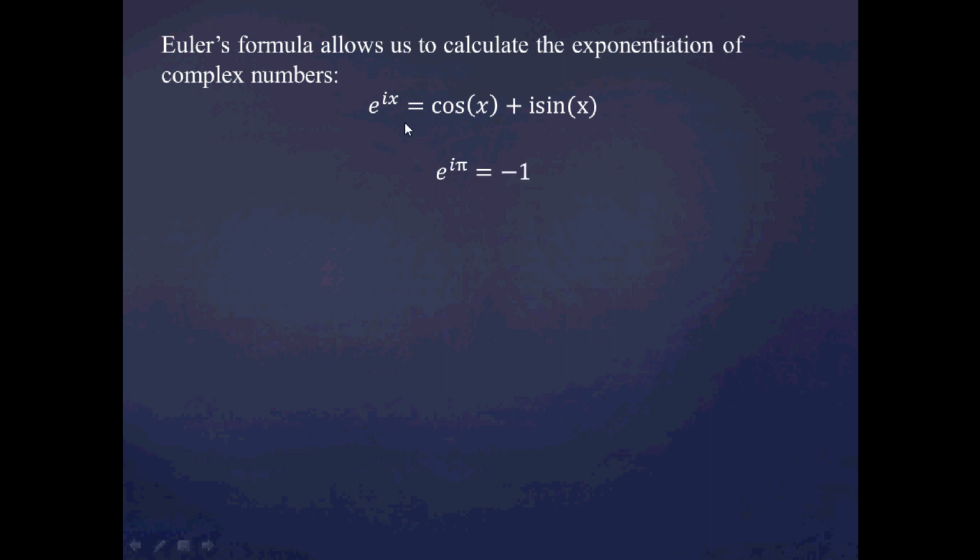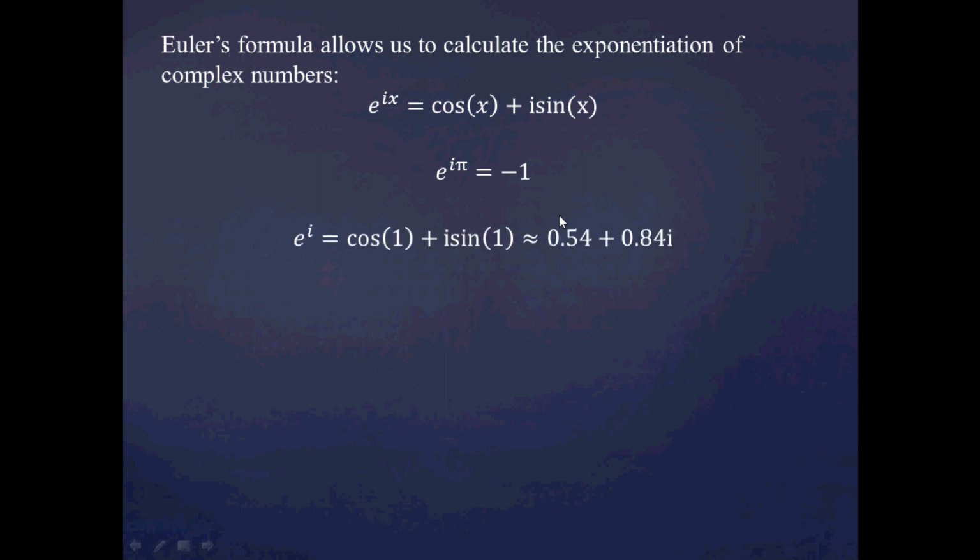And if you plug in the special case where x is equal to pi, we find that e to the i pi power is equal to minus 1. And if you move that to the left-hand side and you say that e to the i pi plus 1, you find that that's equal to 0, which is what we call Euler's identity.